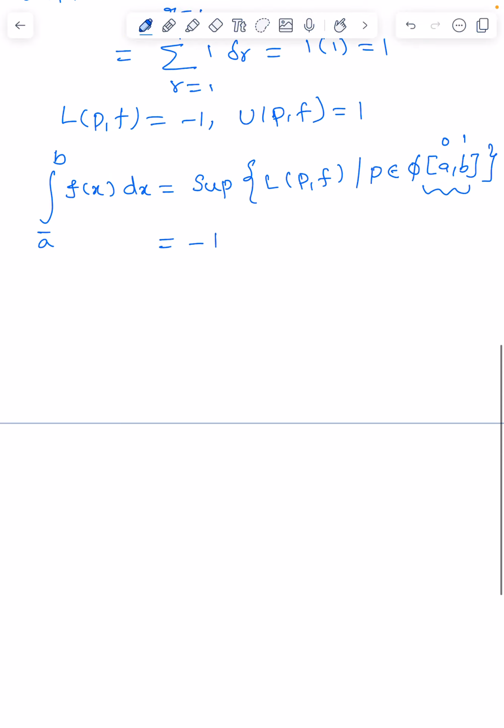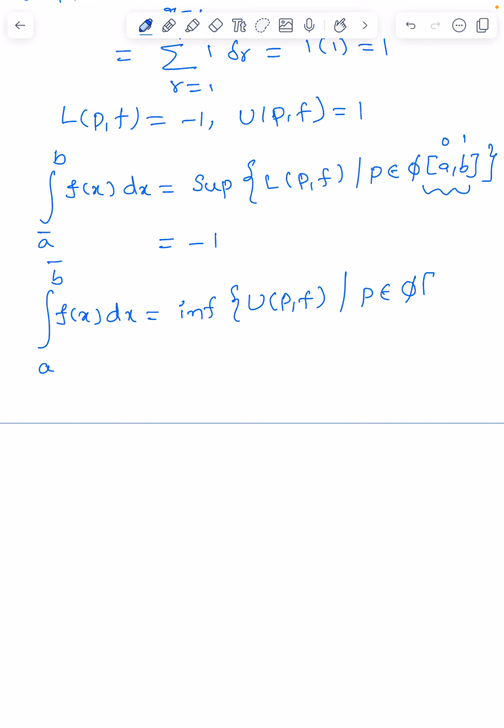Now go for the upper Riemann integral, the upper integral from a to b of f of x dx, which equals the infimum of U(P, f) such that again P belongs to pi of the closed interval [0, 1]. So which gives a result of 1.